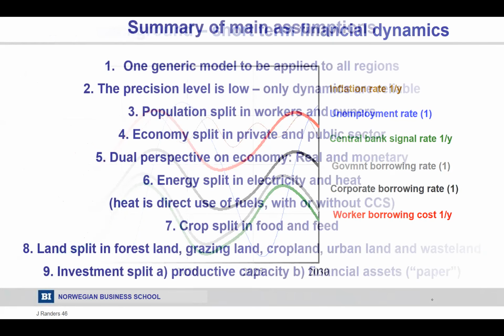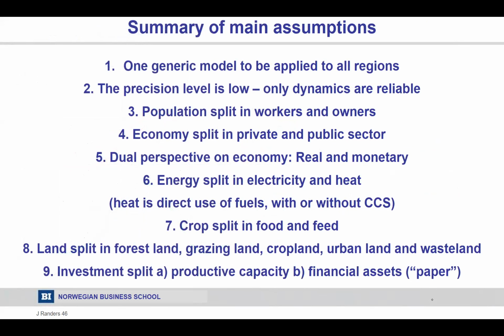Then there is the summary of the main assumptions, and this list can of course be made very long, but it's good as an end to all of this, because what is it that we're trying to do? We're trying to build one generic model that can then be applied to 10 regions. But we want one model. The second thing, the precision level is low. You need to stress this. Only dynamics are reliable. 3, the population is split in workers and owners. 4, the economy is split in a private sector and a public sector. 5, there is a dual perspective on the economy.